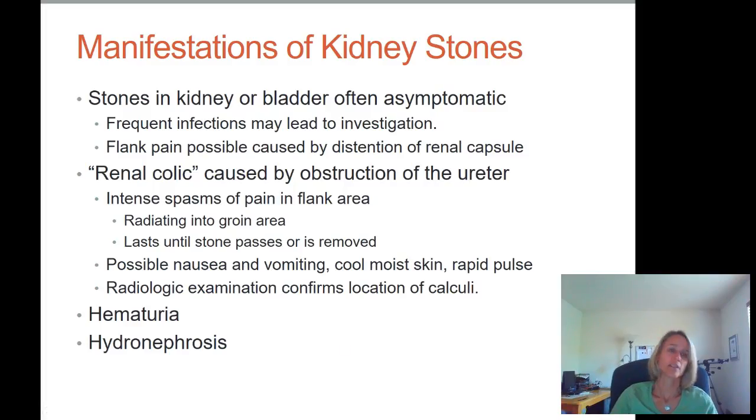Okay, what are the manifestations of kidney stones? Well, stones in the kidney or bladder are often asymptomatic, but frequent infections can lead to investigation. Flank pain is possible, caused by distension of the renal capsule. But the big one is renal colic, if it's actually obstructing like the ureter. So renal colic can cause intense spasms of pain in the flank area that can radiate to the groin.